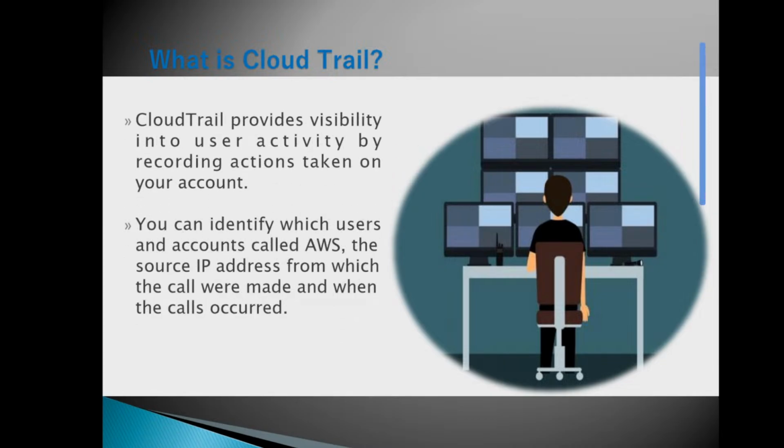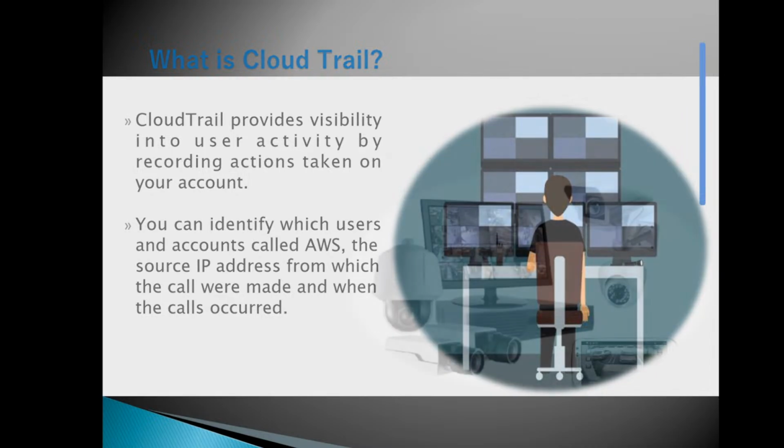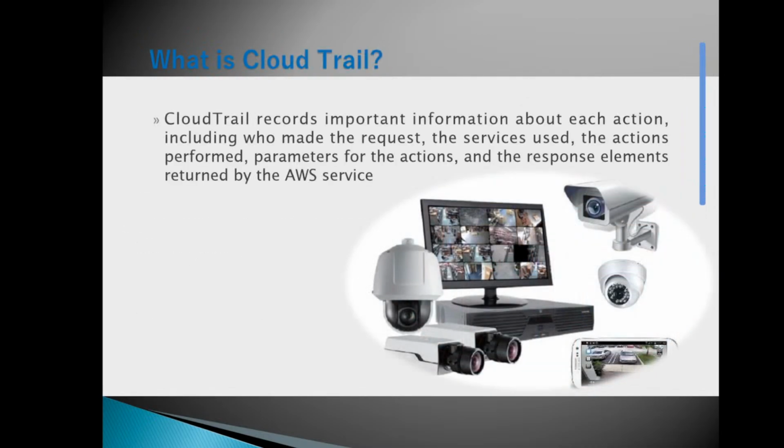CloudTrail provides visibility into user activity by recording actions taken on your account. You can monitor what activity a user is doing in your account. So CloudTrail is all about users. You can identify what activity that person is doing in your AWS account, what the IP address is, what things he is calling and when he is doing it. All this information you can capture. CloudTrail records important information about each action, including who made the request, service used, action performed, parameters taken in that action, and response given by Amazon. Whatever activity you do is captured. It's just like a CCTV camera, everything you do is recorded.